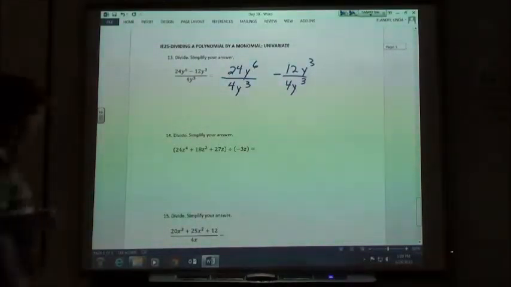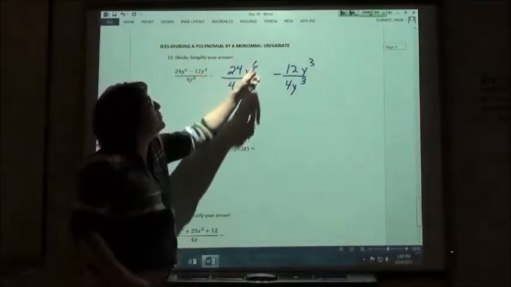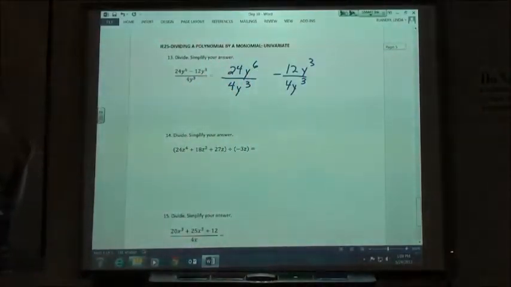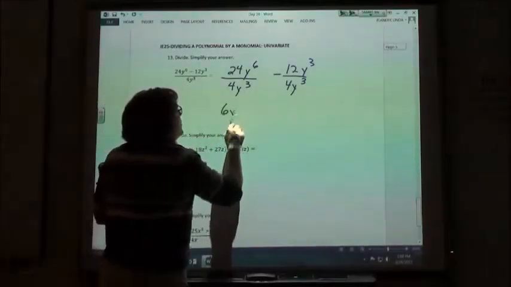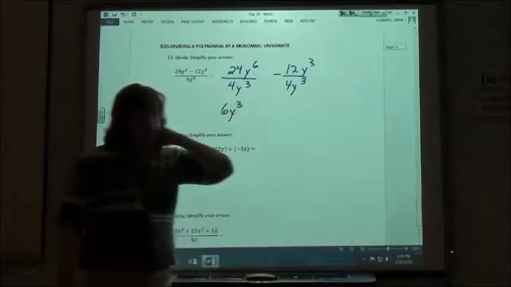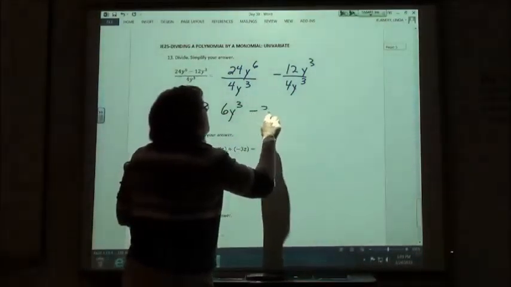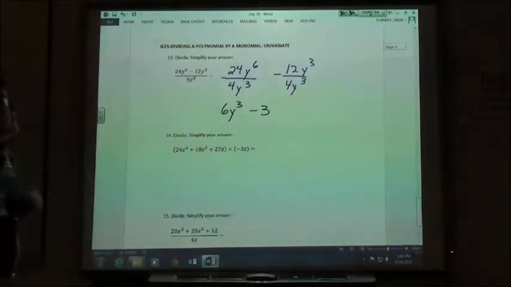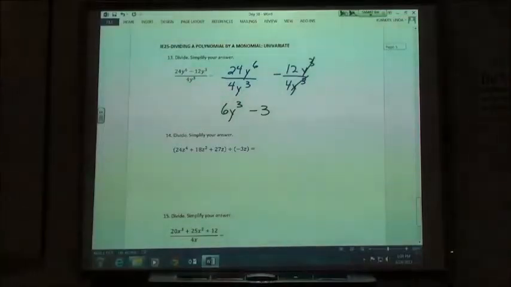Now if you remember when we did this, we're going to divide our numbers and we're going to subtract our exponents, right? So 24y to the 6th divided by 4y to the 3rd would be 6y to the 3rd. Minus 12y to the 3rd divided by 4y to the 3rd would be just negative 3, because 3 minus 3 is 0. Those cancel out, right? Exactly. So 6y cubed minus 3.